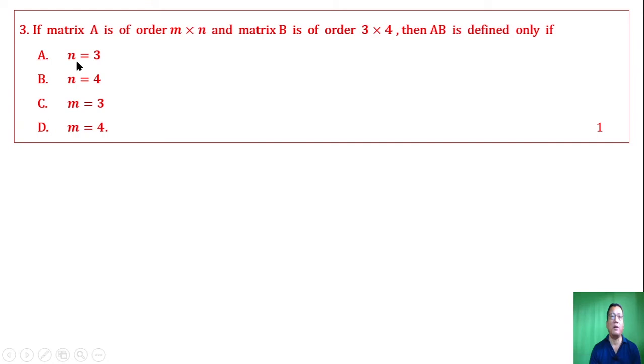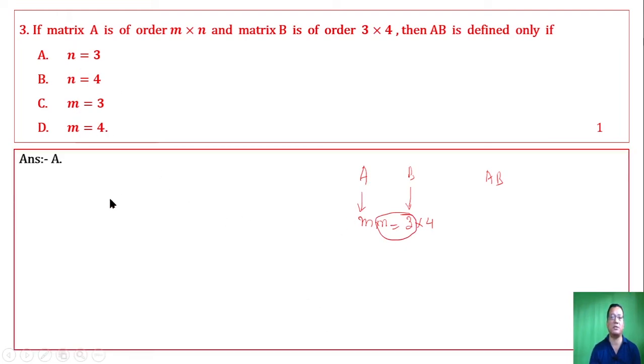If matrix A is of order m by n and matrix B is of order 3 by 4, then product AB is defined only if... A is a matrix of order m by n, B is a matrix of order 3 by 4, then product AB is defined if these two quantities are equal. That will be n equal to 3, so option A.